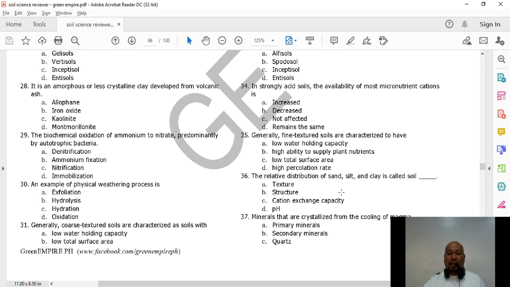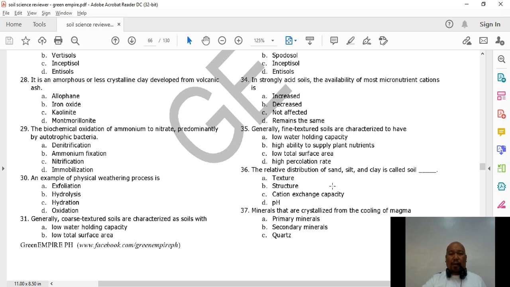This is a different question. I initially thought it was the same as a previous question that we covered last time. Next, 35, 36. Relative distribution of sand, silt, and clay. That is the textbook definition of texture, so we covered that one.